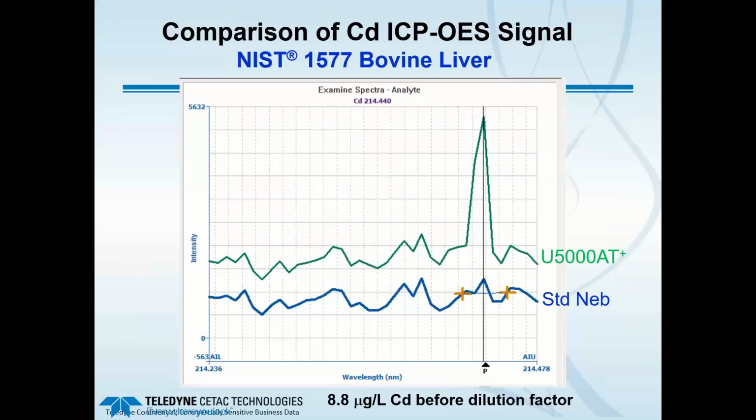We looked at it a little bit more closely, and we wanted to take a look at the emission spectra using the standard nebulizer and the ultrasonic. Now, cadmium is relatively easy to detect, and the 214 nanometer line is a quite sensitive line for cadmium. But with the standard nebulizer, before taking into account dilution factors, we could not see that level of 8.8 ppb cadmium. But with the ultrasonic nebulizer, we could see a distinct peak.